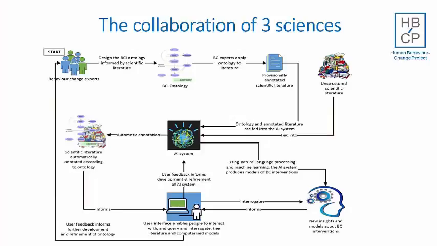So this is how we expect the collaboration to work. We start with the behaviour change experts designing the ontology. The ontology is applied to literature, and we get a provisionally annotated scientific literature. This is then fed into an AI system which is going to interpret it and automatically annotate it. And at this point, we have the literature organised according to the ontology, and this will be informing the user interface that people can then interrogate.